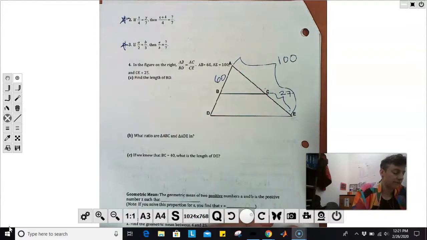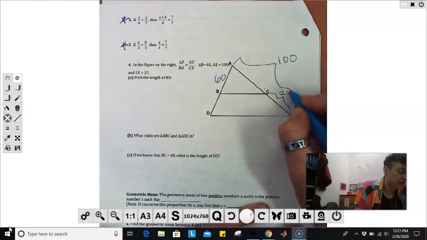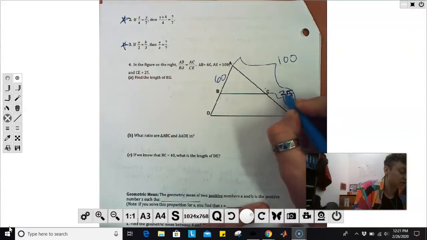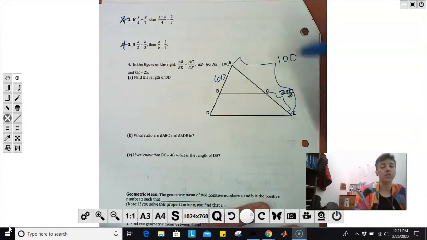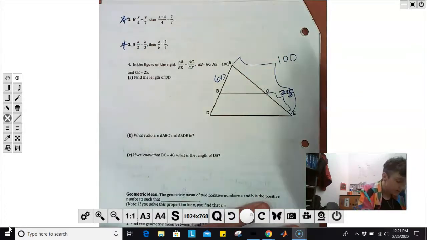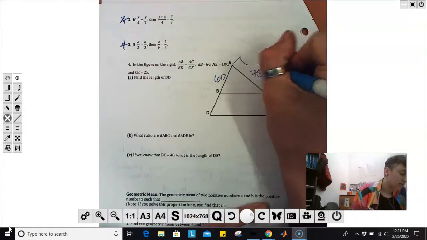Well, that's not a 5. That was a 7. There we go. Because I was thinking about the next thing I was about to say. If this whole thing is 100, and that little chunk is 25, what do we know about AC? Oh yes, we know that it is 100 minus 25, which is 75. Fabulous.